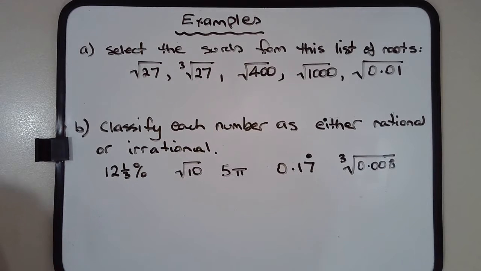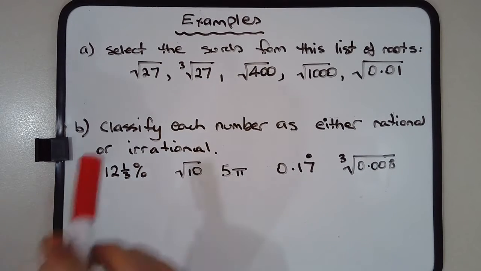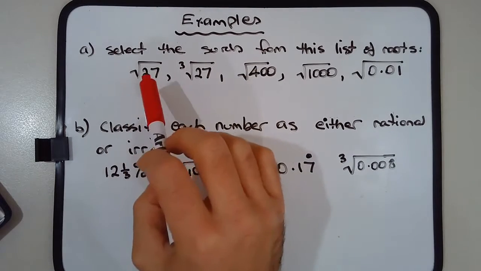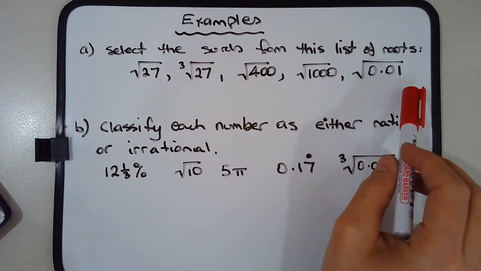Let's have a look at some examples of surds and non-surds. Just because it's got the radical sign, that doesn't necessarily make it a surd. Let's have a look at some examples here. So first one, part A, select the surds from this list of roots.